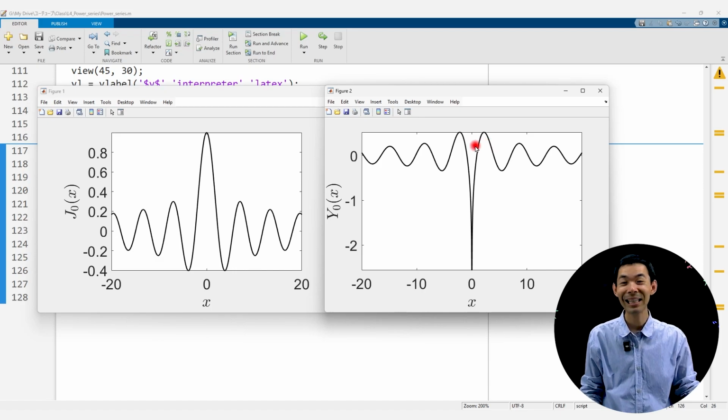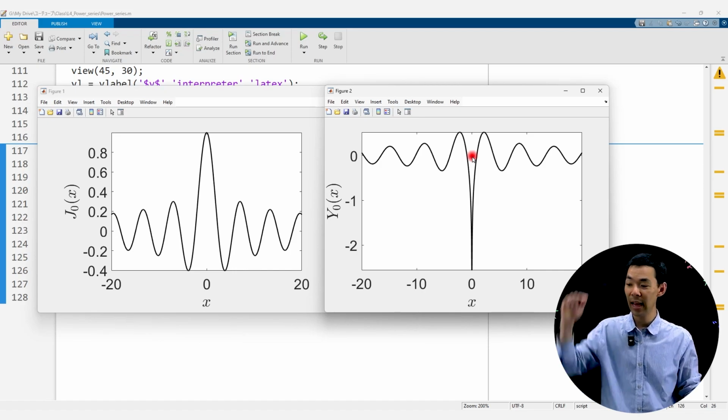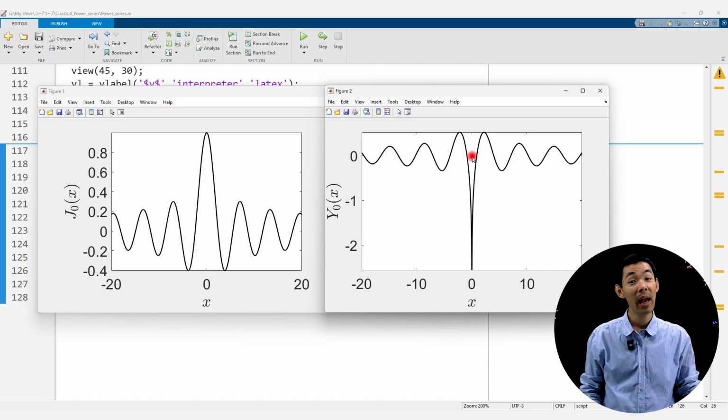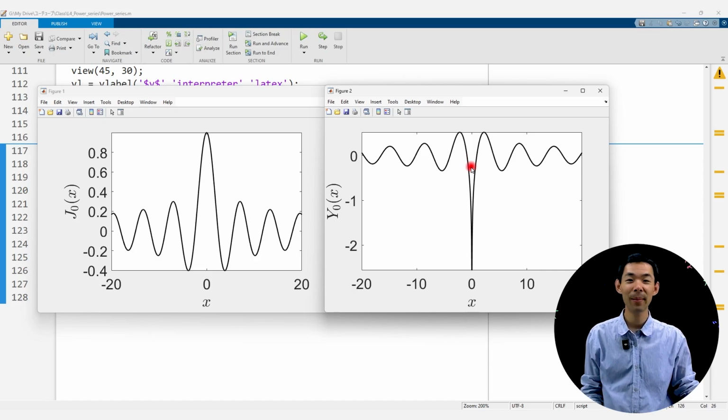But the one key difference between the Bessel's function of the first kind and the second kind is that the second kind, Y0, diverges to negative infinity at the origin. You can't really tell because I've truncated this graph after negative 2.5 or so. But this point right there goes all the way down to negative infinity. So the Bessel's function of the second kind, Y, is not defined at the origin. It jets off to negative infinity.